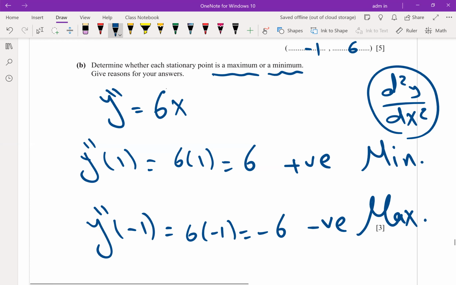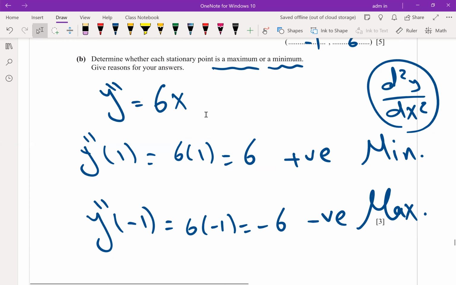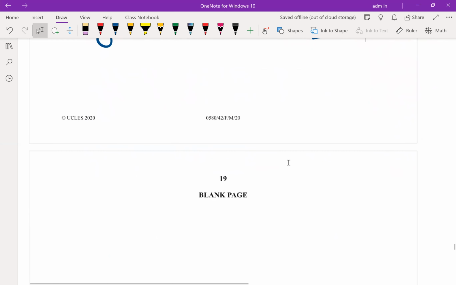Clear? How to show the nature of a stationary point? By using the second derivative, y double dash. If your answer is positive, just say minimum. If it is negative, it will be maximum. Done.